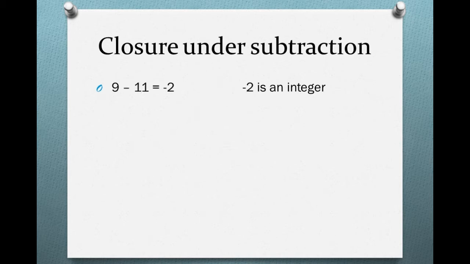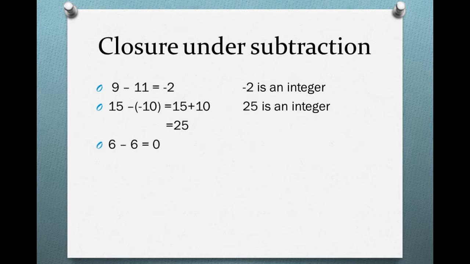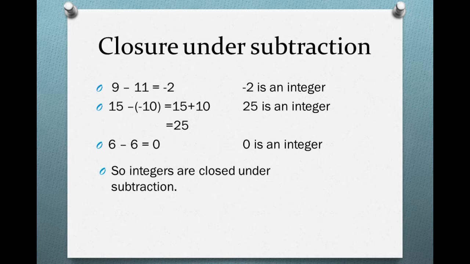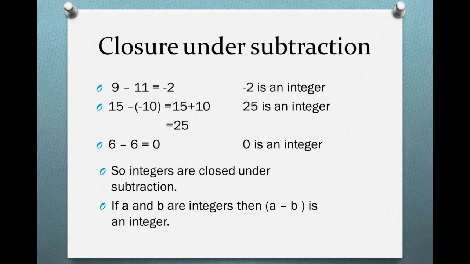Take another example. 15 minus -10, and it is 15 plus 10, which is 25, and 25 is also an integer. Take one more example. 6 minus 6, which is 0. Here 6 and 0 are integers. In all these examples, the difference is also an integer. So we can say that integers are closed under subtraction. Thus, if a and b are integers, a minus b is also an integer.